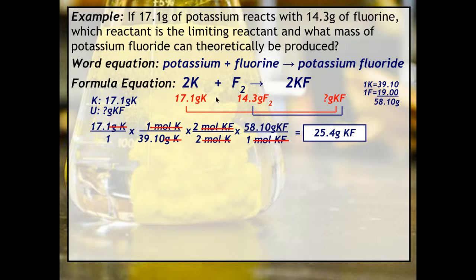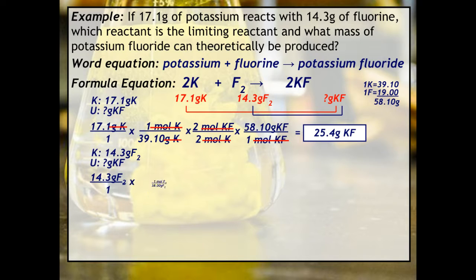I don't know which one's smaller, so I need to figure out using fluorine now. If I have 14.3 grams of fluorine available in my pantry to make some cupcakes, I need to convert those to cupcakes. So let's see how much I could theoretically produce. Theoretically means I'm actually using math to figure this out. So 14.3 grams of fluorine.